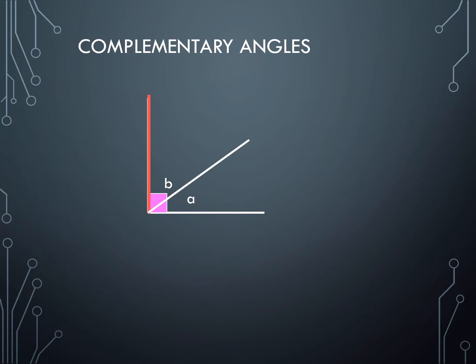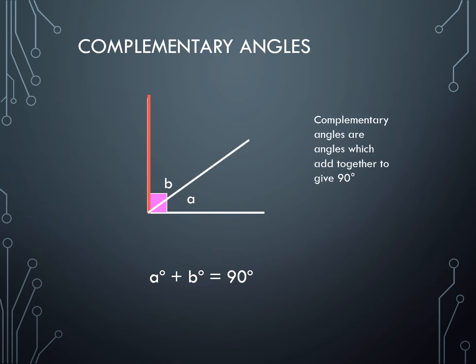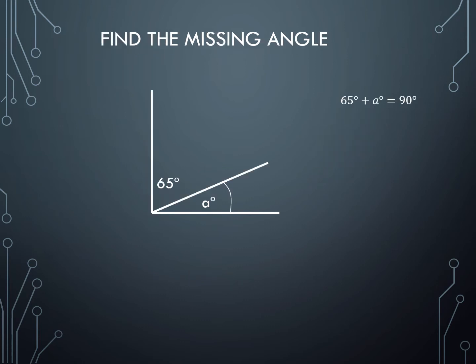And so what we can see from that is that whatever those angles are, when we add them together, it needs to give us 90 degrees because the two things together make that right angle. Okay, and so when we're looking at this, complementary angles are angles which add together to give 90 degrees. So A is the complement of B there, right? A and B, complementary angles. Okay, so moving on to an example.